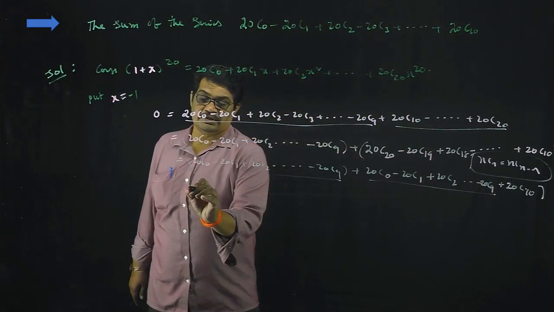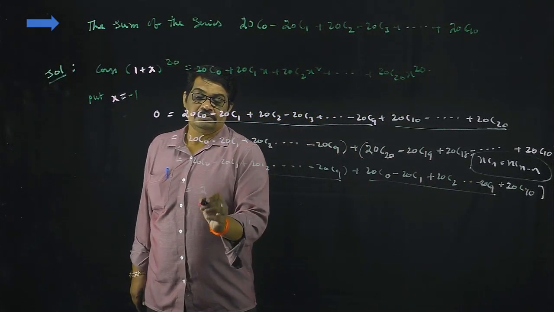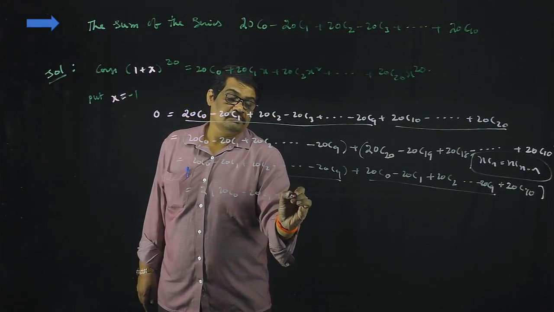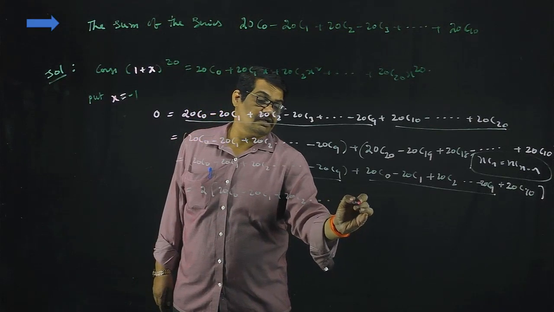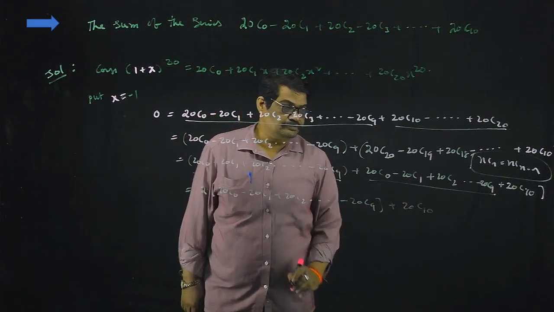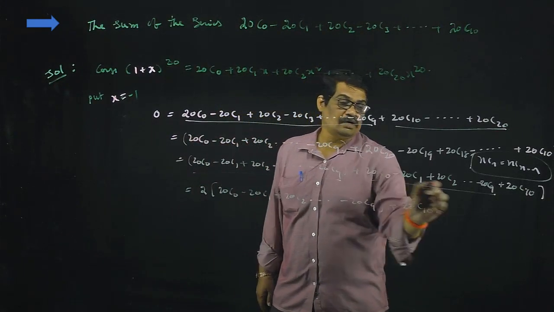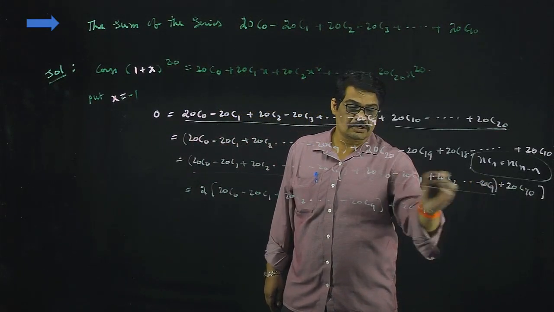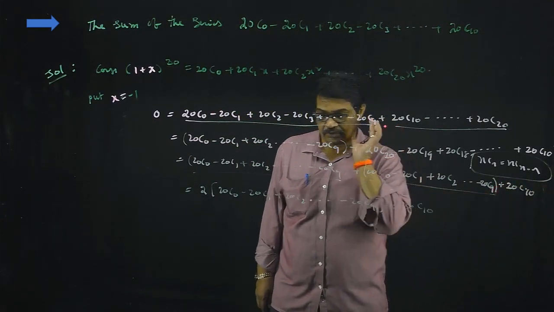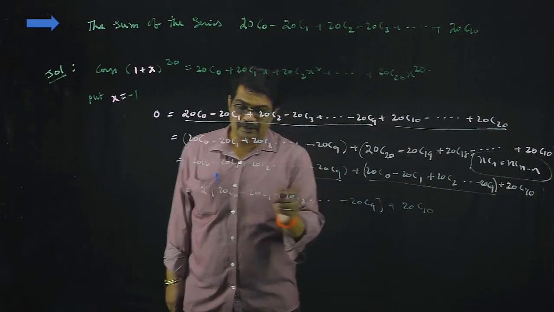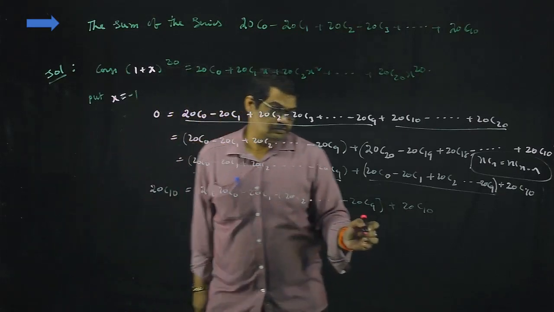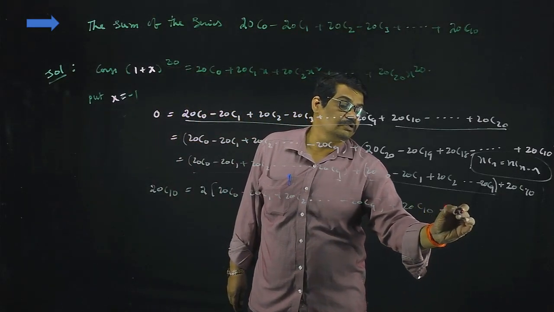Now this is 2 times of 20C0 minus 20C1 plus 20C2 and so on minus 20C9 plus 20C10. These terms are the same. These terms are the same. Remaining we are getting 20C20. Now we add 20C10 on both sides, and we get 20C10.